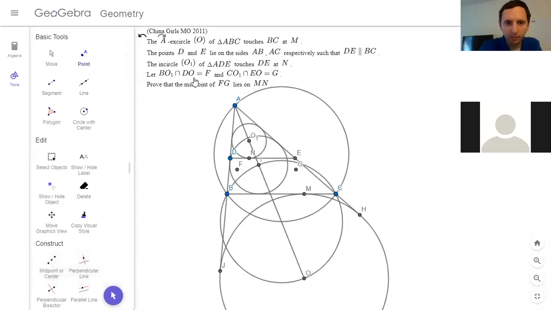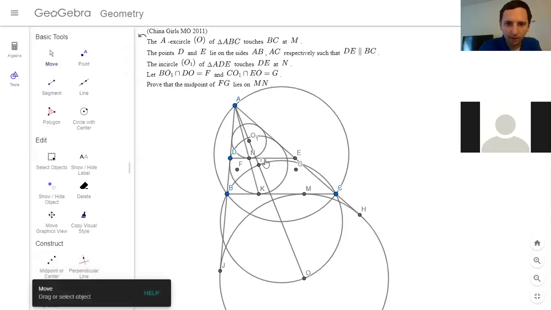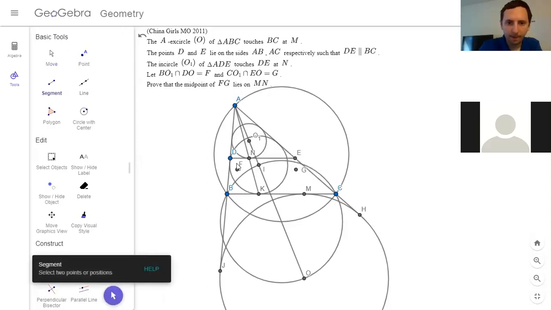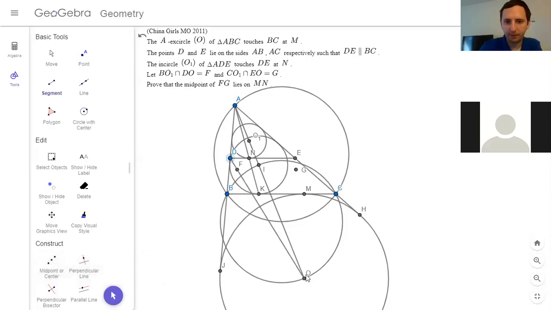Obviously A and K are collinear. And F and G. I feel this kind of feels a little like Pappus. I think FG looks parallel. We want to show the midpoint of FG lies on MN.